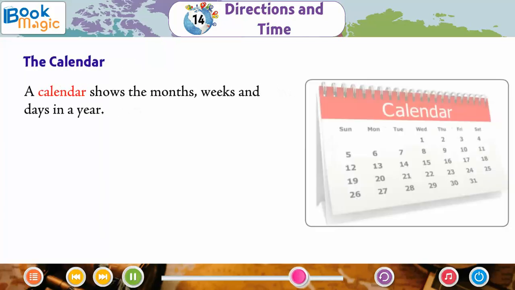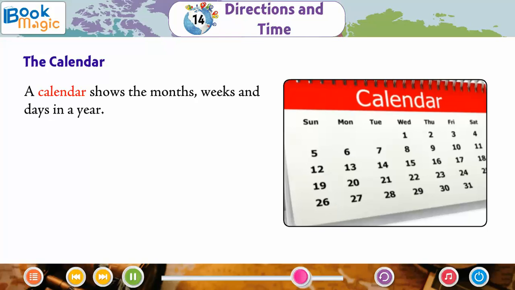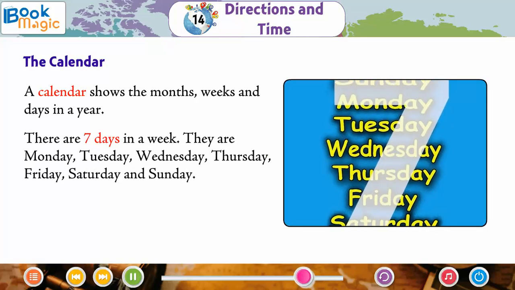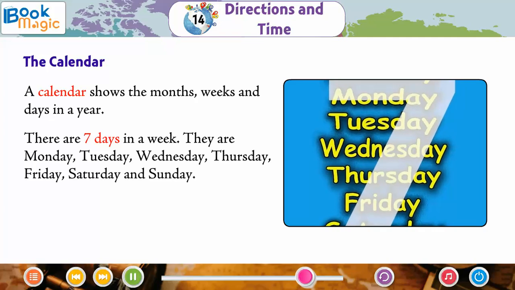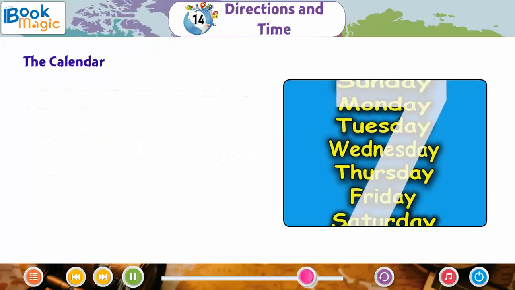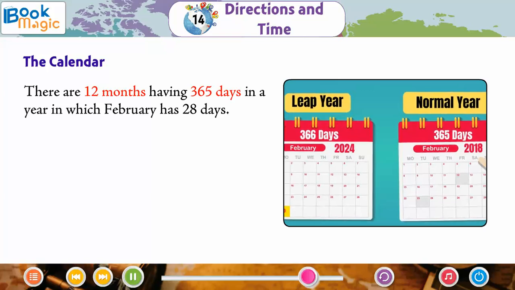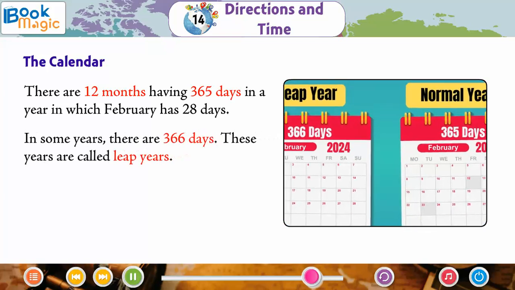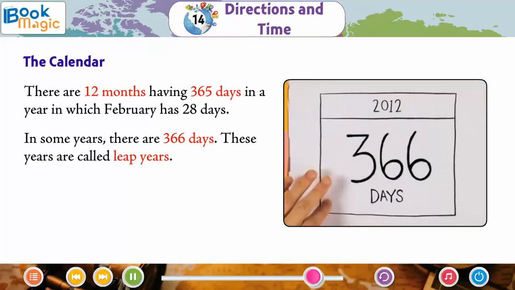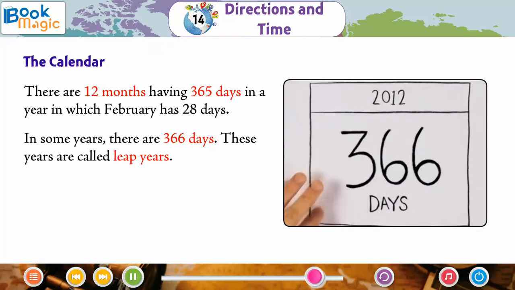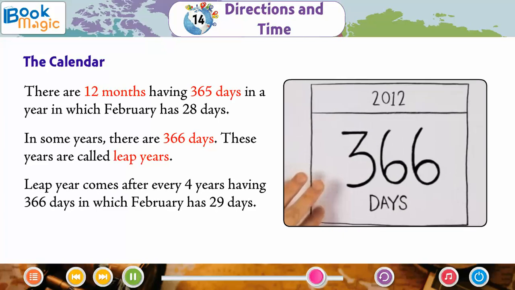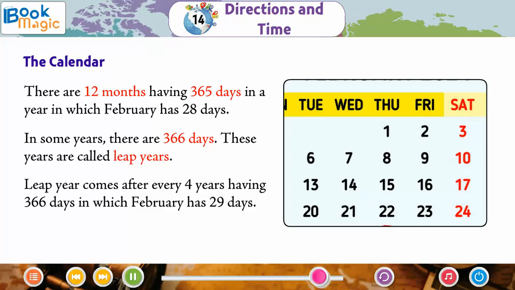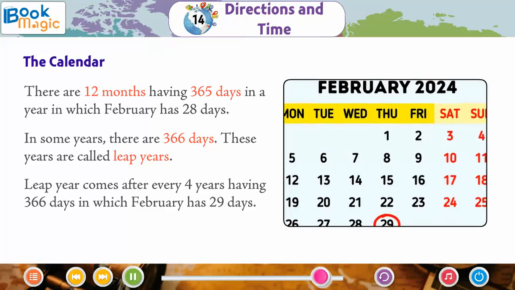The calendar. A calendar shows the months, weeks and days in a year. There are 7 days in a week. They are Monday, Tuesday, Wednesday, Thursday, Friday, Saturday and Sunday. There are 12 months having 365 days in a year, in which February has 28 days. In some years, there are 366 days. These years are called leap years. A leap year comes after every 4 years, having 366 days, in which February has 29 days.